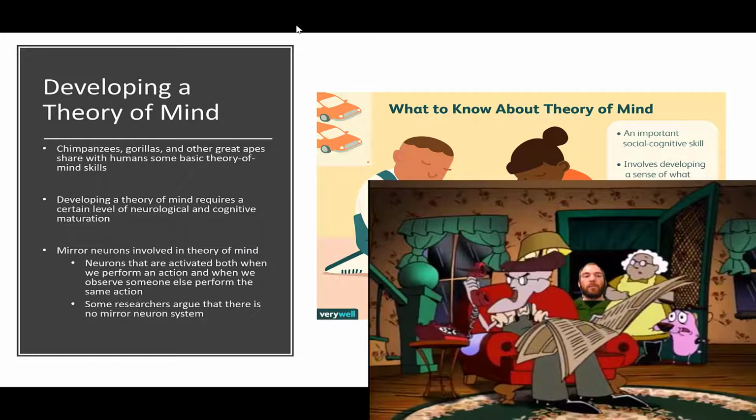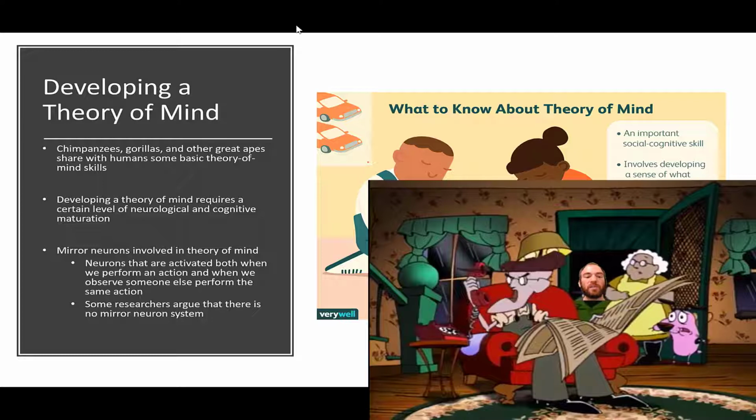Non-human primates develop theory of mind. So chimpanzees, gorillas, and other great apes share with humans some basic theory of mind skills. Developing a theory of mind requires a certain level of neurological and cognitive maturation. Mirror neurons evolved in a theory of mind. Neurons are activated both when we perform an action or when we observe someone else perform the same actions.